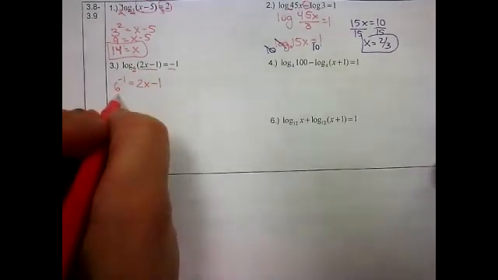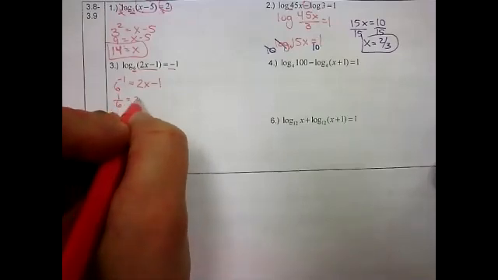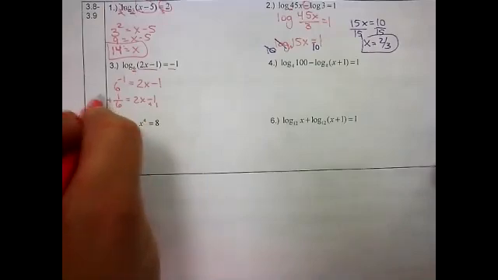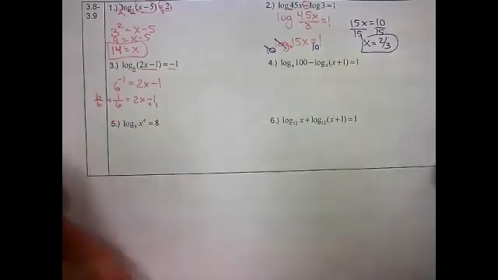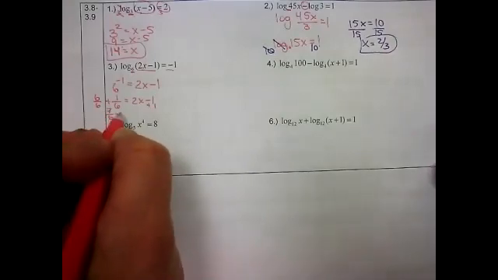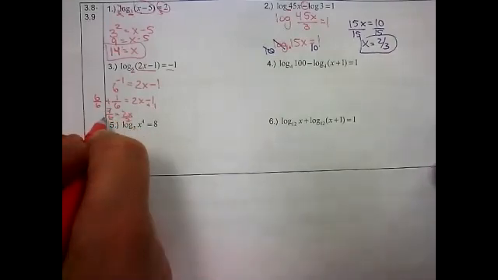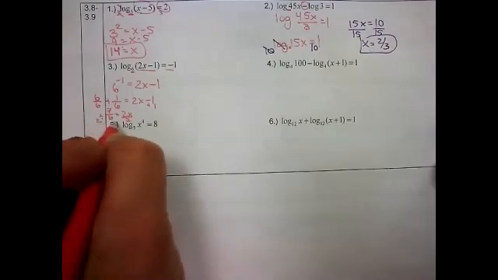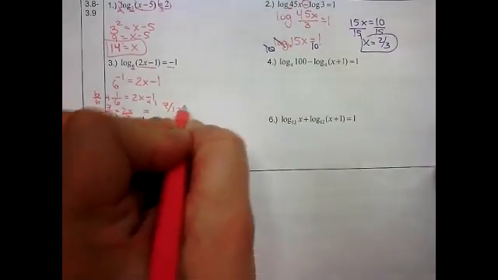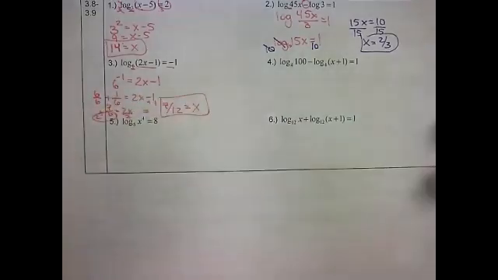Well, 6 to the negative 1 is really 1 over 6 equals 2x minus 1. Now I need to add 1 to both sides, but when I add it, I need a common denominator. So 1 is just 6 over 6. So now I get 7 over 6 equals 2x. Divide both sides by 2. That really means that those combine together, and I get 7 over 12 equals x.